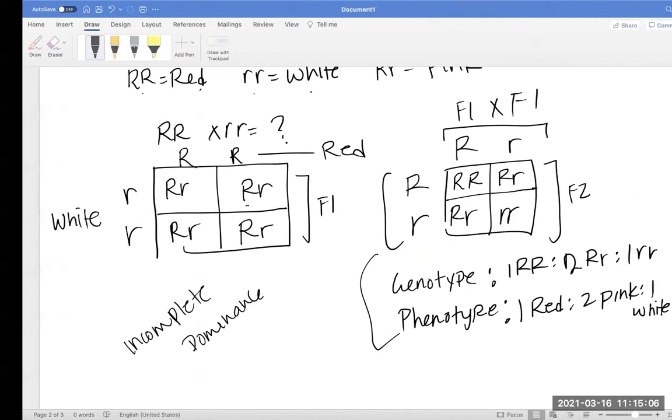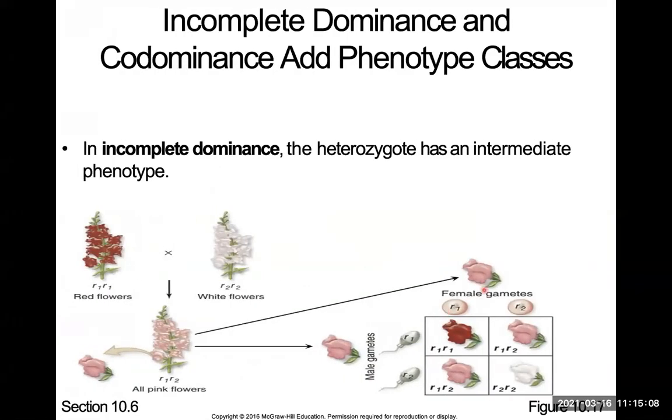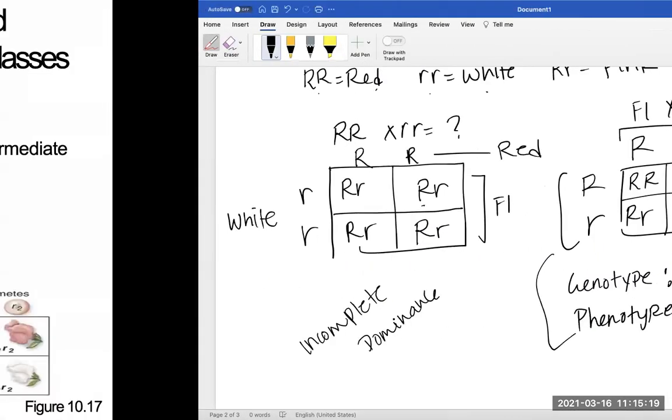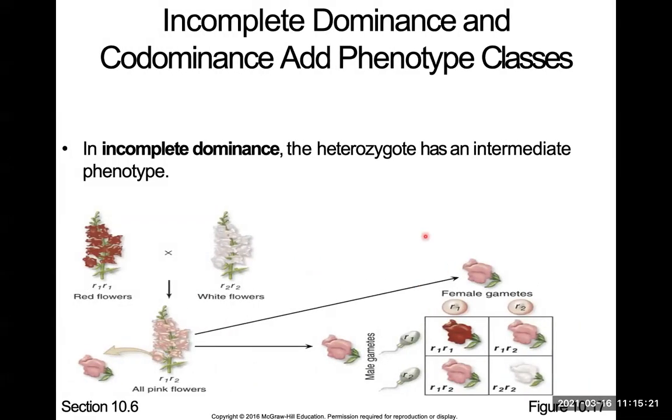So on the quiz or the exam, I will tell you which rules to follow. So here, this cross that I just did, that's the one that's being shown here. The parental one is not being shown, but your book uses R1 and R2 for this. If that makes more sense to you, you can go ahead and use that. But I like doing it this way with big R and little r.